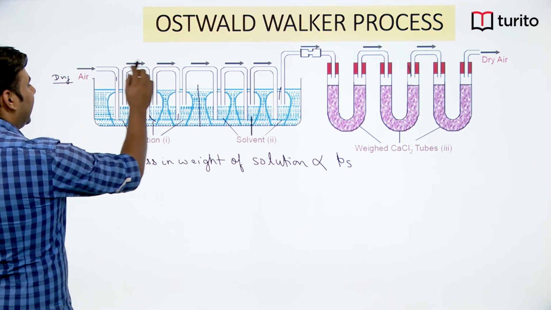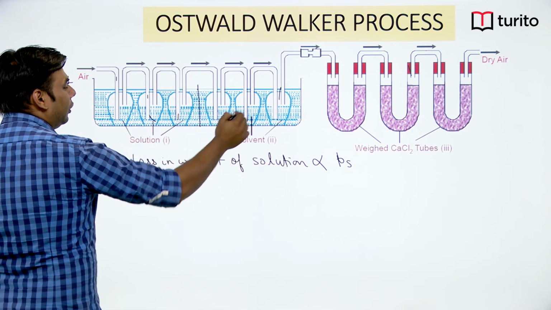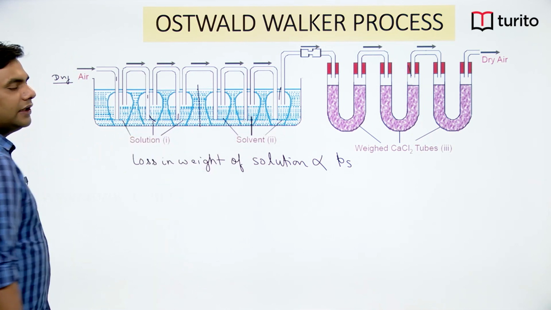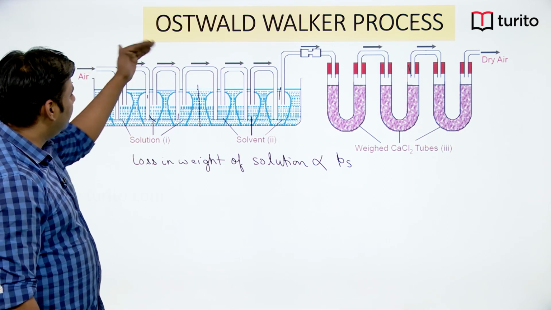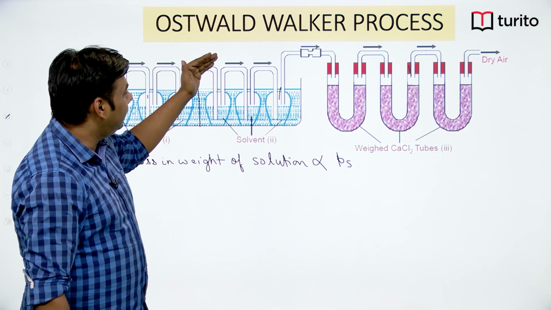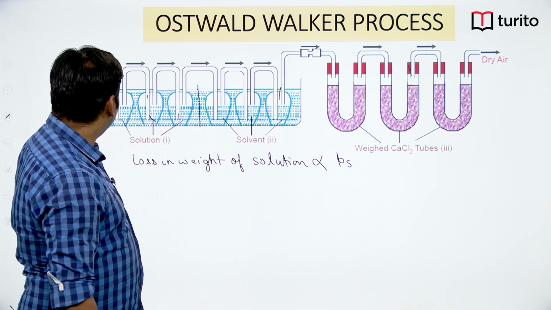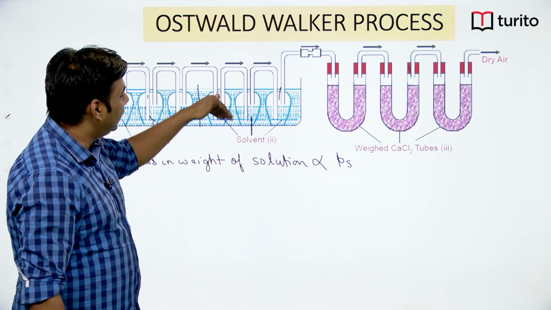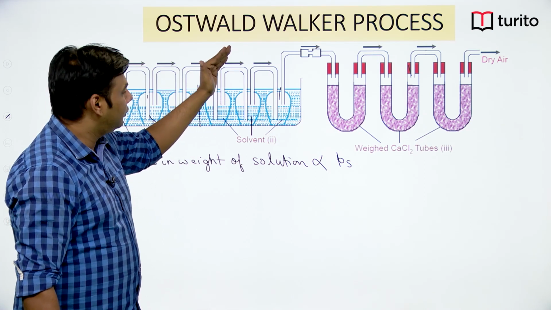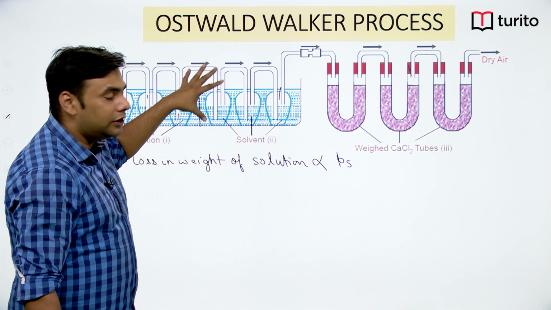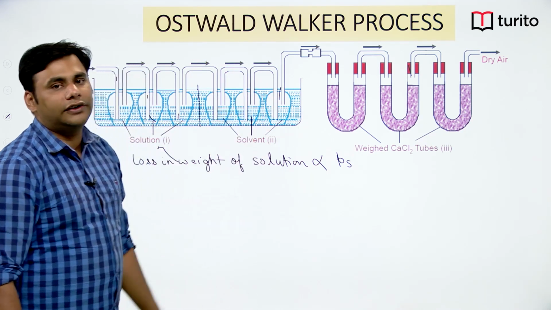Now when this dry air comes out and passes into the solvent chamber, we are having two chambers, first is the solution chamber and the second is the solvent chamber. So again it will go in the solvent, it will take out the vapor of the pure solvent. So the moist air comes over here, and when it enters into the solvent system, it will take up the vapors of the solvent now. So the mass of the solvent system would also decrease.